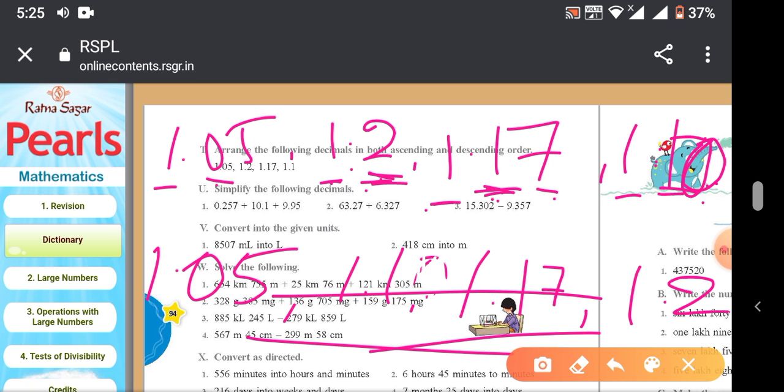Next, descending means biggest to smallest. So the first number is 1.2, second number 1.17, third number 1.1, fourth number 1.05. In our earlier classes we have discussed ascending and descending orders of decimal numbers, so you can write the descending order of these numbers.